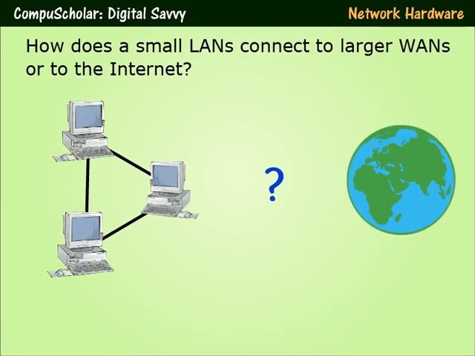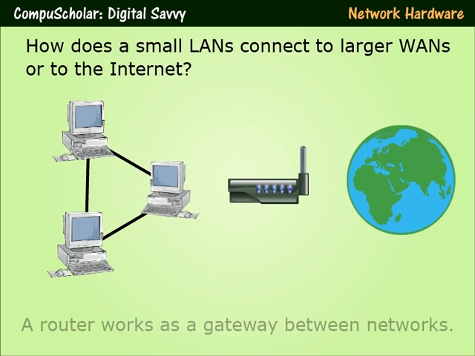How do your small LANs get connected together into larger WANs or to the internet? You need another piece called a router. A router serves as a gateway between networks. When data comes through a router, the router will examine it and move the data over to the hub or switch for which it's intended.